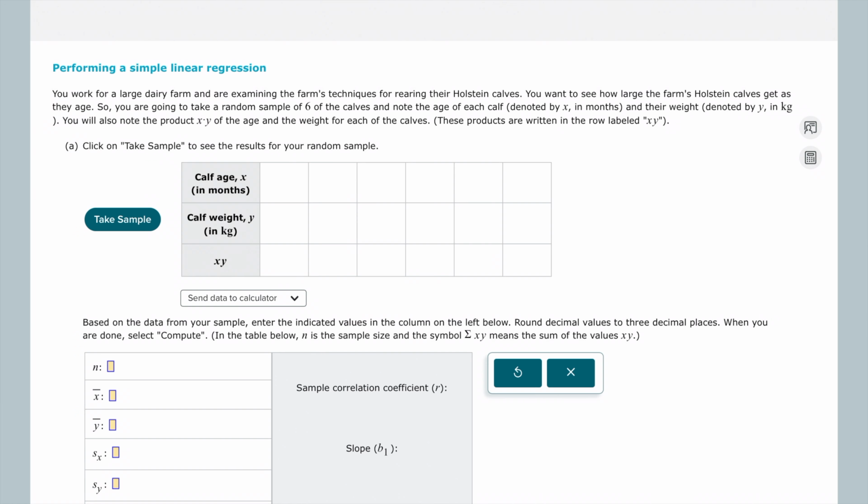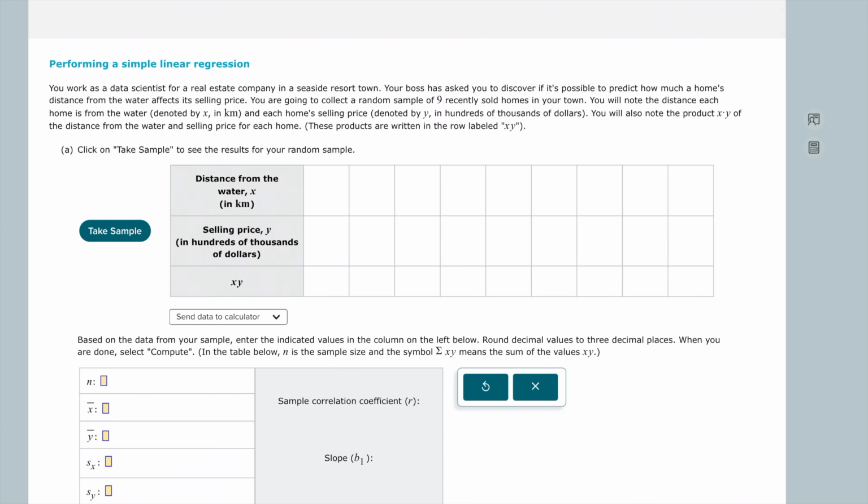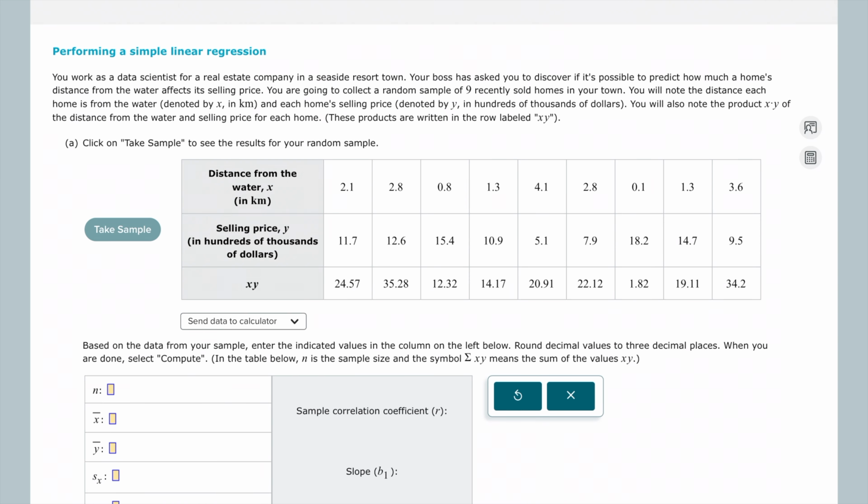So instead of making y'all go get samples of data and comparing them and come up with the linear correlation regression, they have this fancy little take a sample button. So it does a sample.